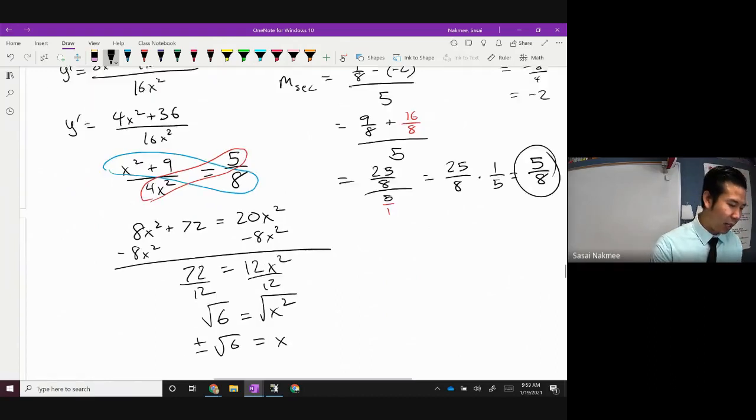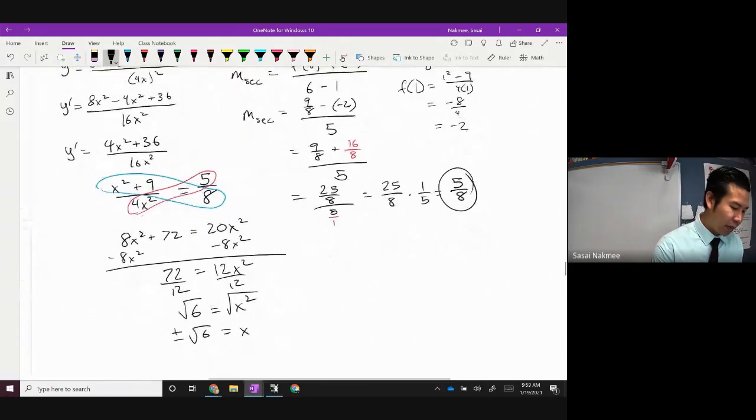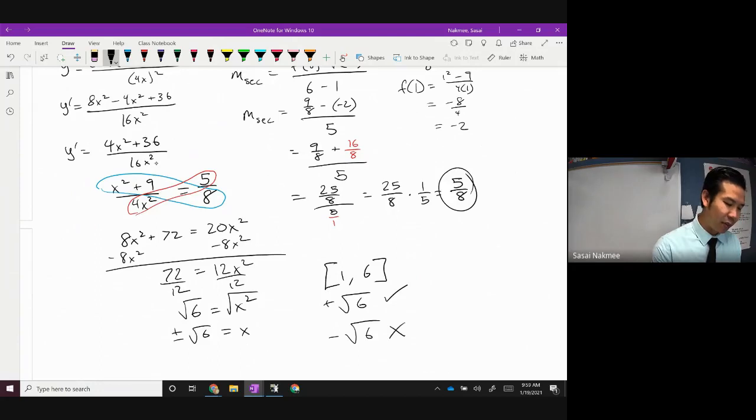And I need to double check, is that on my interval? Remember, my interval is from 1 to 6. The positive version of the square root of 6 is on that interval. The negative version of the square root of 6 is not on that interval, so this is not one of my answers. My only answer is c equaling the square root of 6.